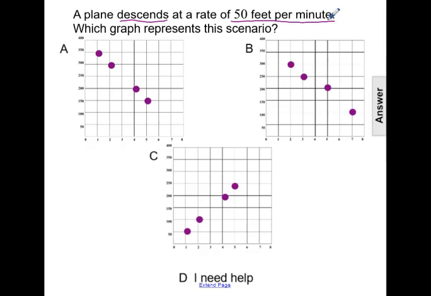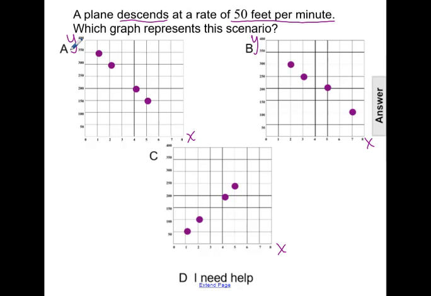So our independent variable would be minutes or time, and our dependent variable would be in feet or height in feet. So the x-axis on these graphs is representing the time in minutes, and the y-axis is representing the height of the plane in feet. So if the plane is descending, that means the plane is losing 50 feet per minute. It's losing a height of 50 feet per minute.